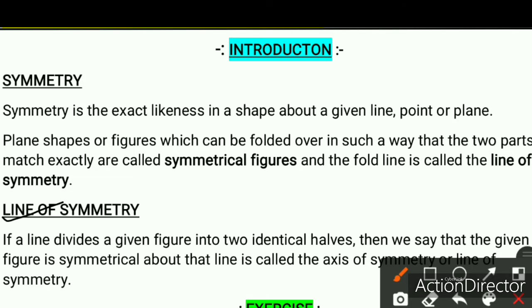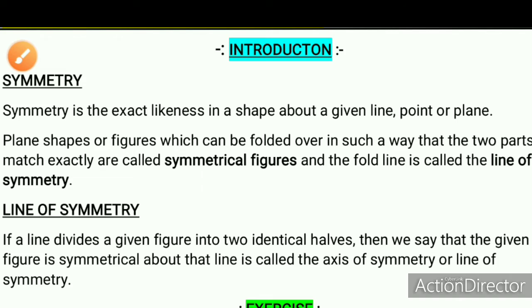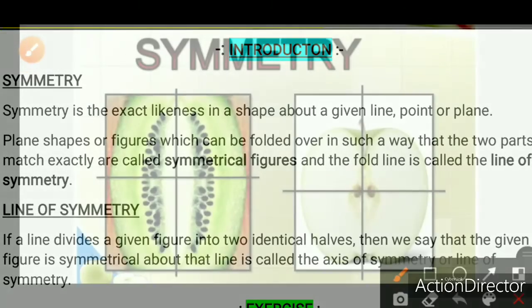Line of symmetry. If a line divides a given figure into two identical halves, then we say that the given figure is symmetrical about the line. The line is called the axis of symmetry or line of symmetry.